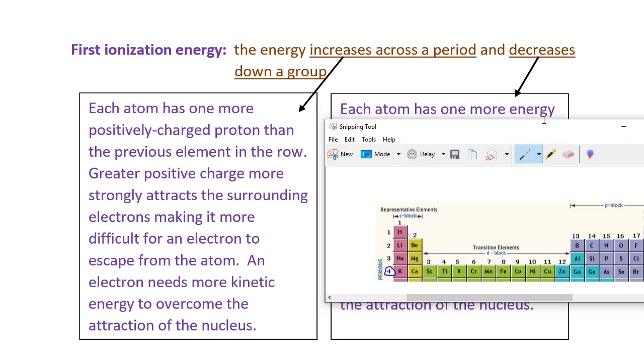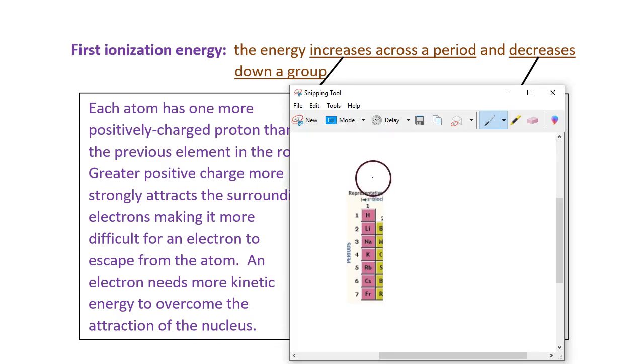The other trend is that first ionization energy decreases down a group. Let's look at group 1 as our example. Hydrogen has the largest first ionization energy of any element in group 1. The first ionization energy for lithium is a little bit less than that for hydrogen. Francium has the smallest first ionization energy of any element in group 1. It takes a lot less energy, meaning it's easier for francium to lose an electron than the elements above francium.